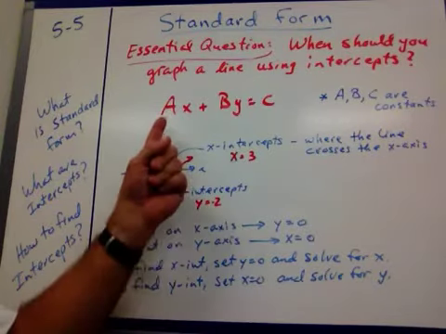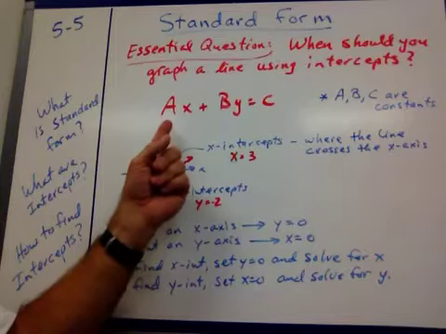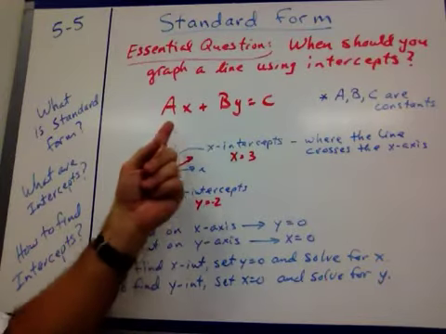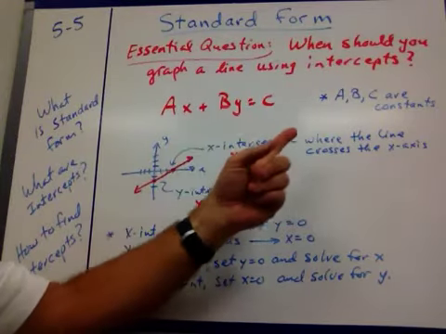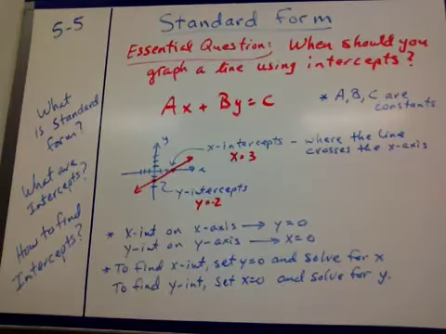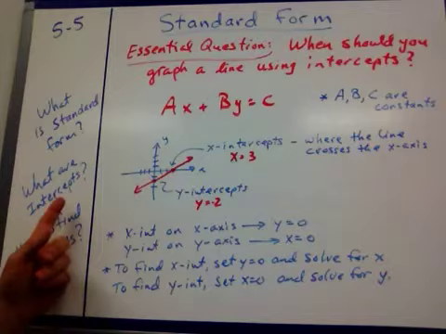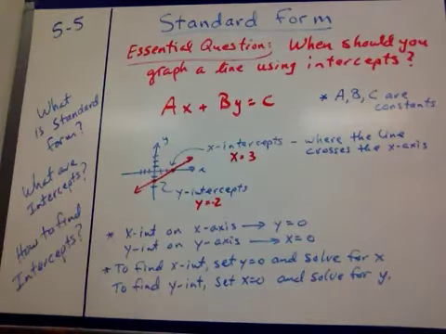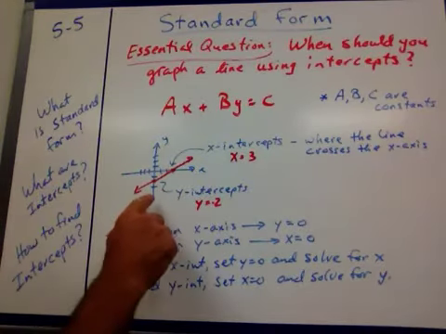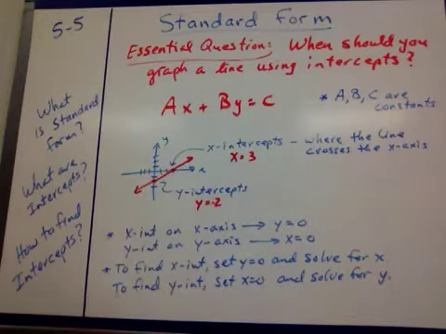When you get an equation in standard form, and I'll show you an example of this, of the form ax plus by equals c, where a, b, and c are constants, some real number, that's standard form. Mention intercepts. What are intercepts? It's where your line crosses the y and the x-axis.